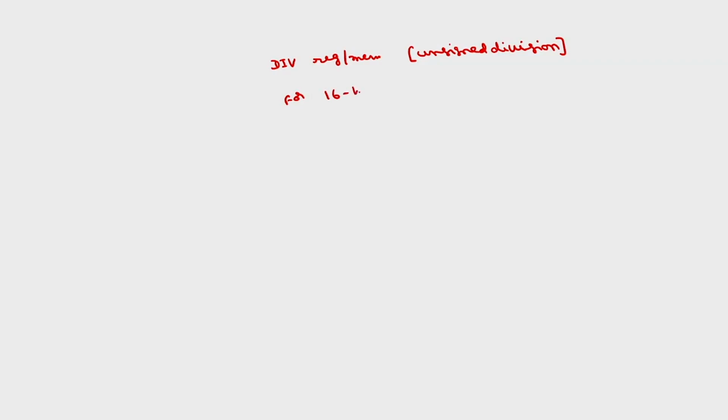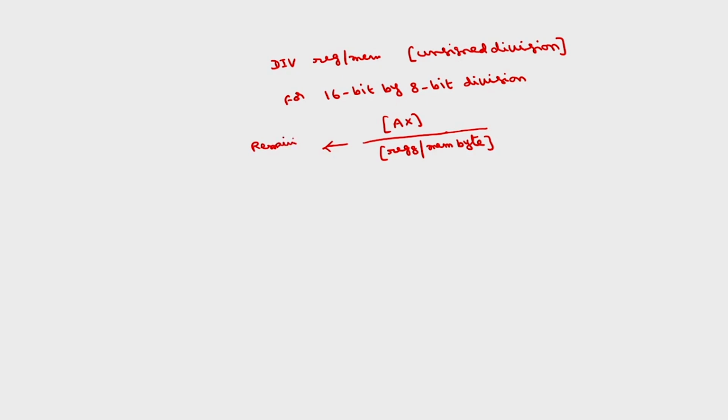Here also we can have two types of divisions. It can be either 16 bit by 8 bit division, or it can be 32 bit by 16 bit division. For 16 bit by 8 bit division, the dividend will be by default in AX, and the divisor will be an 8 bit register or memory byte. Then we will get quotient and remainder. This will store the remainder in AH, quotient in AL.